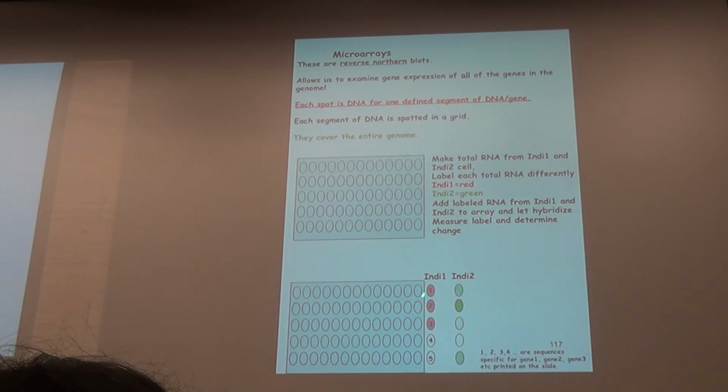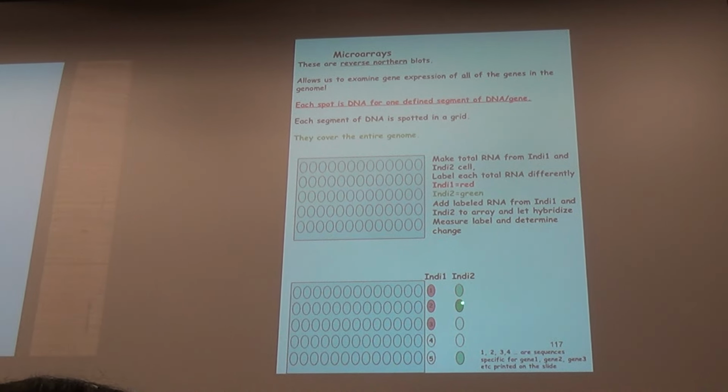In individual 1, gene 1 is active because you're getting a nice red signal. Gene 2 is active. Gene 3 is active. Genes 4 and 5 are active. That's in individual 1. In individual 2, gene 1 is active. Gene 2 is probably more active. Gene 3 and gene 4 are not active, and gene 5 is active.